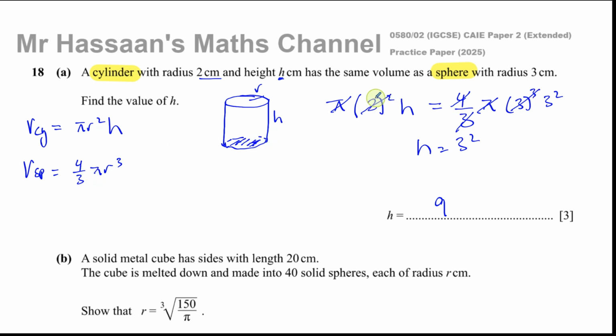But it's actually quite simple. This becomes 4. This is 4. They cancel out. This is pi. This is pi. This cancels out. 3 and 3 cubed become 3 squared. 3 squared is 9, and we've got our answer. Okay, so there's the answer to part A.